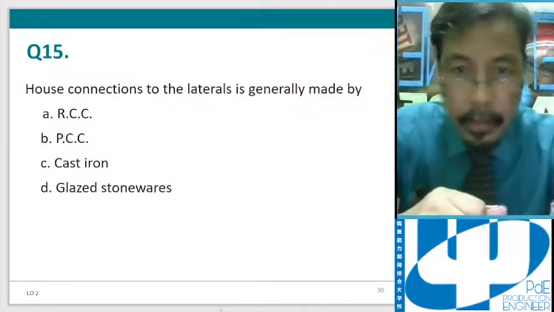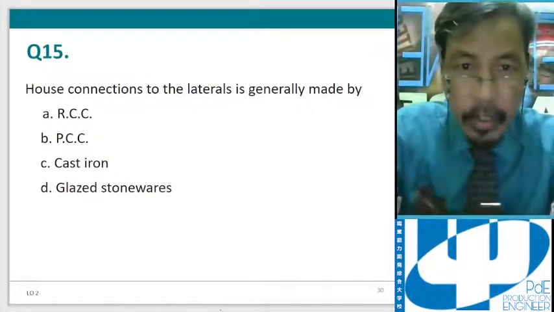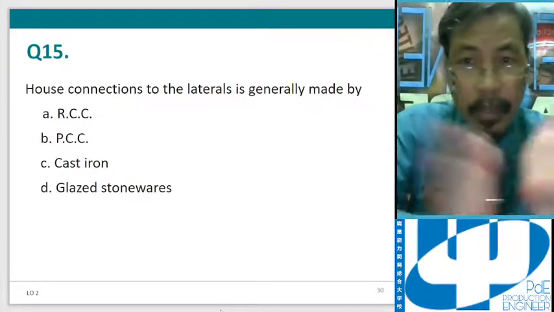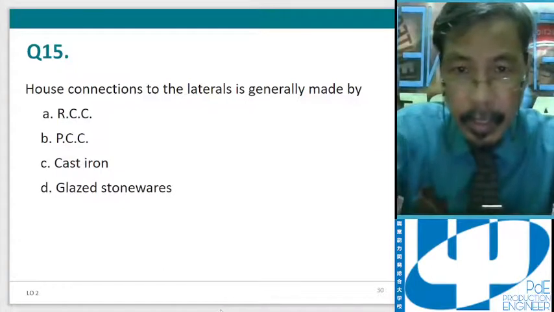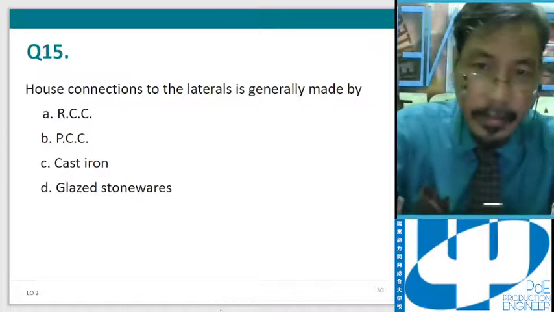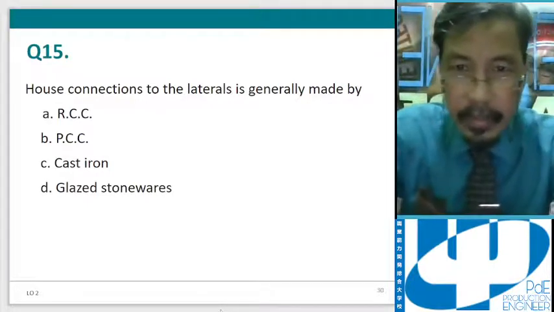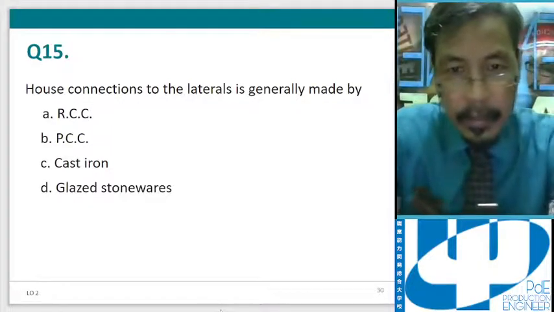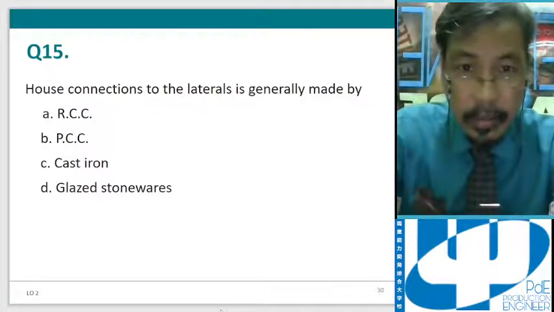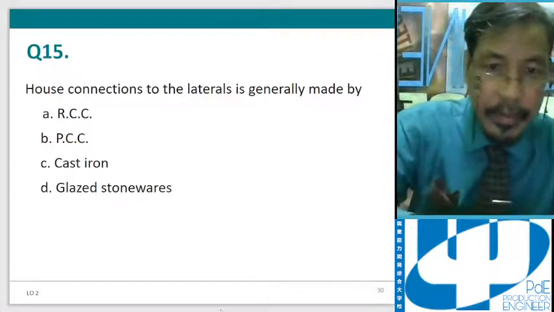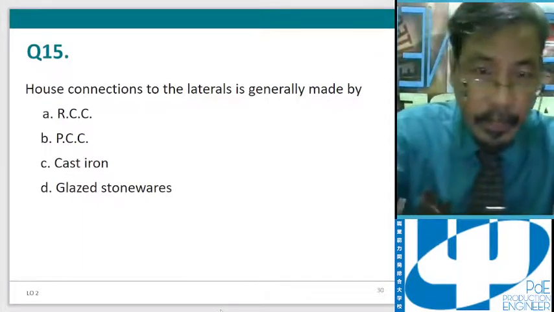0.45. Question 15. House connections to the laterals is generally made by. So laterals are the branches. So A, RCC. What is RCC? Reinforced concrete. B, PCC, precast concrete. C, cast iron. D, glazed stoneware.